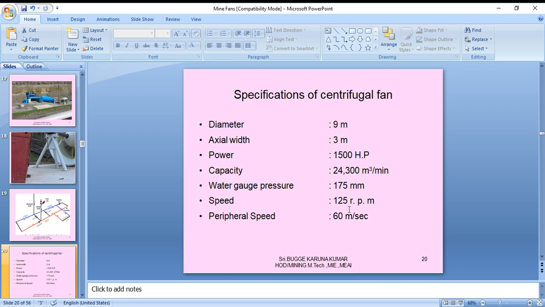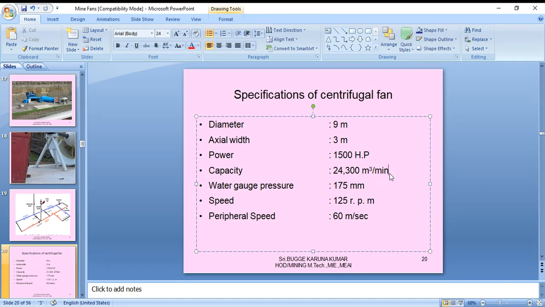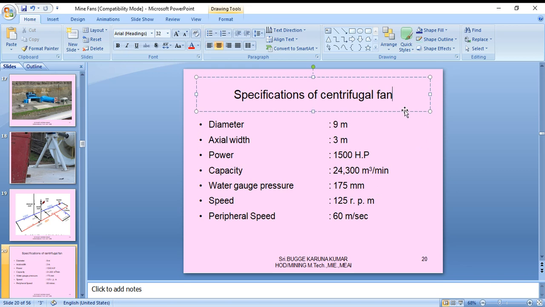So these are the general specifications for the 24,300 meter cube per minute capacity. Almost a 1500 HP motor we are using to get this much. So it is very important to know how much volume is required, how much HP the motor will have, how much pressure you are expecting, how much RPM, and how much the peripheral speed is. According to that, the calculations are done.